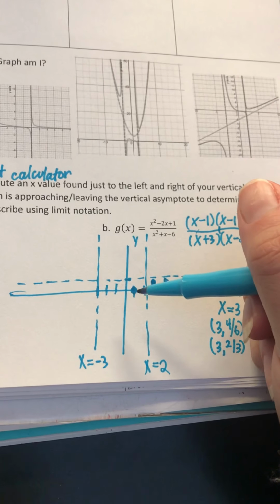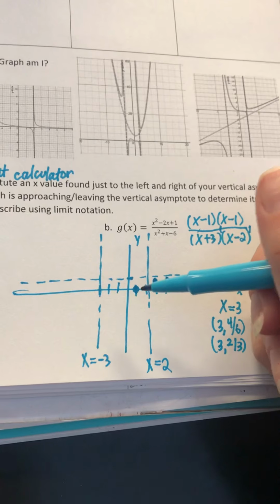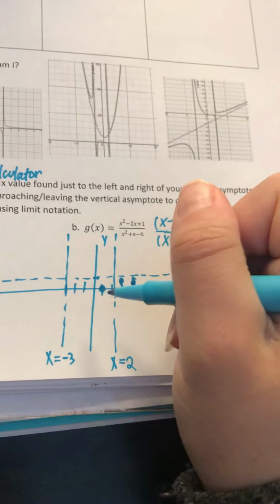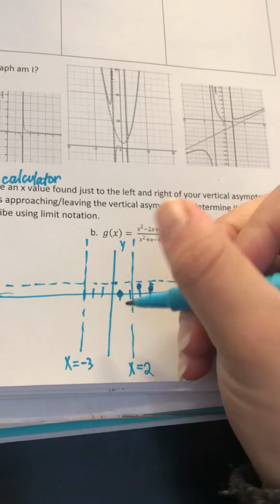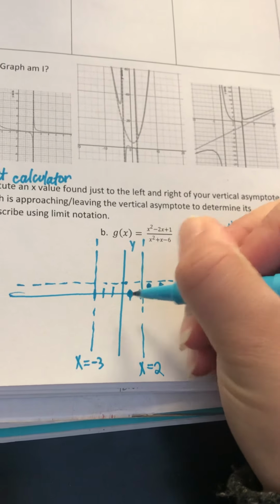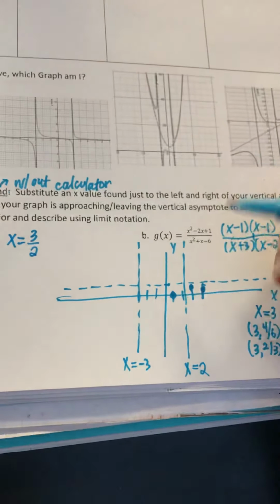Okay. Let me try another point. We got 1, we got 2. And let's try, this is not going to be a pretty one, 1.5, because I want to figure out what's going on right between these two. So I'm going to do it over here. X equals 1.5 or 3/2. So let's plug that in.